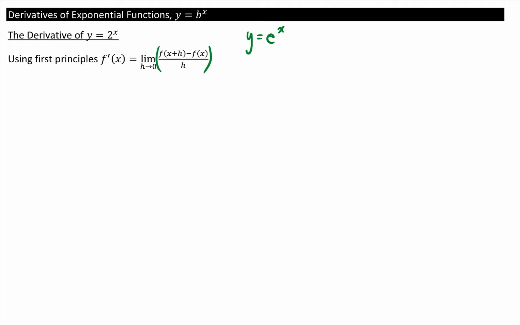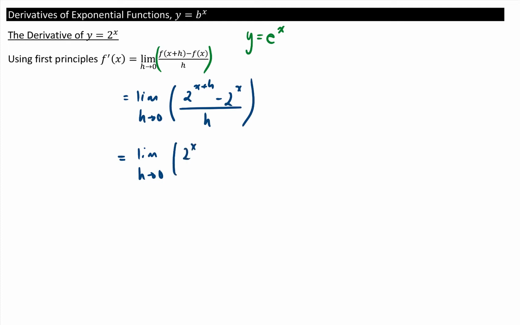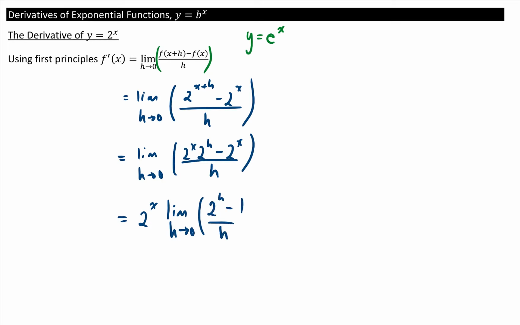x all over h. And that gives us the limit as h approaches 0 of 2 to the exponent of x plus h minus 2 to the exponent of x all over h. Following the same procedure as yesterday, this is the limit as h goes to 0 of 2 to the exponent of x times 2 to the exponent of h minus 2 to the exponent of x all over h. So let's factor out the 2 to the exponent of x, and we're left with the limit as h goes to 0 of 2 to the exponent of h minus 1 all over h.